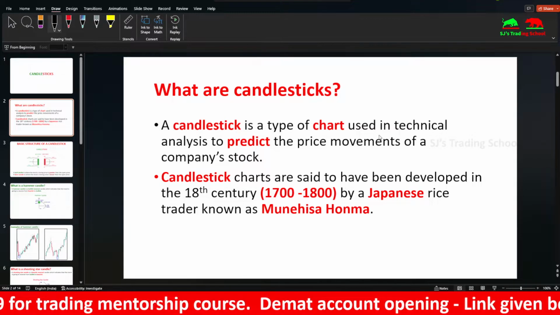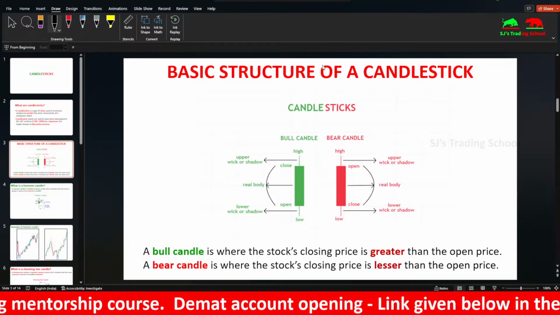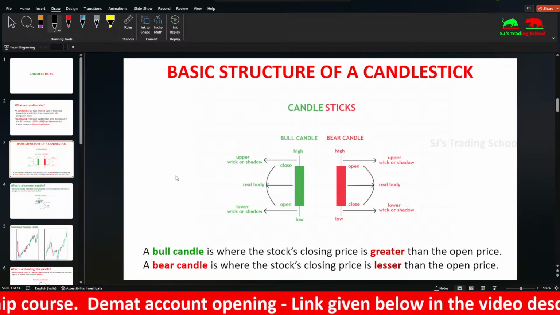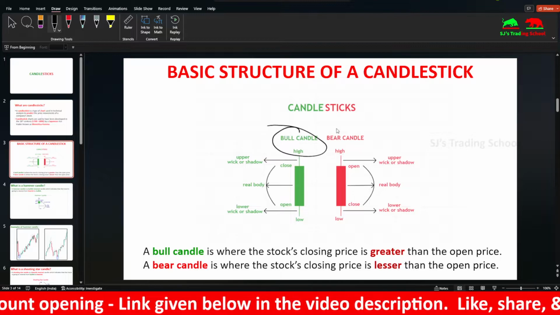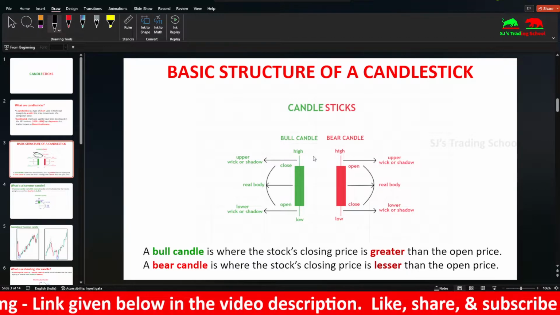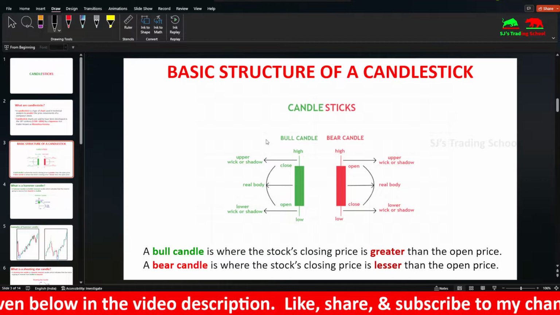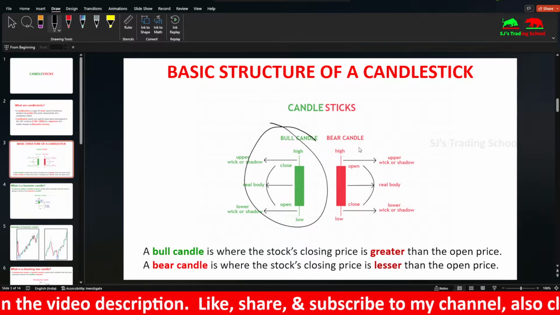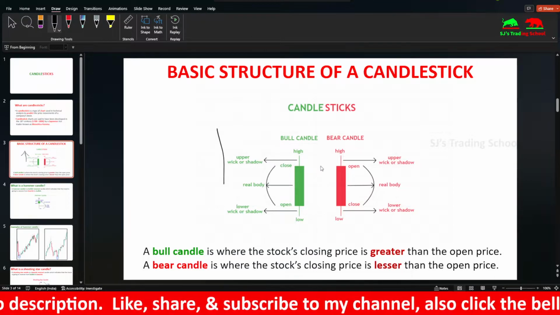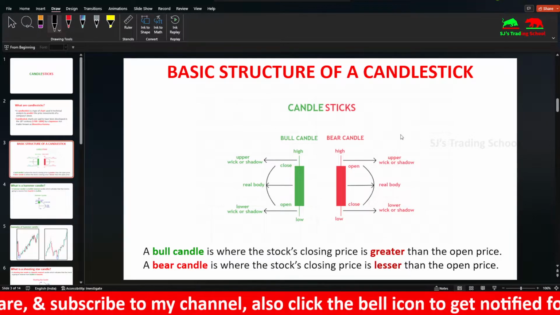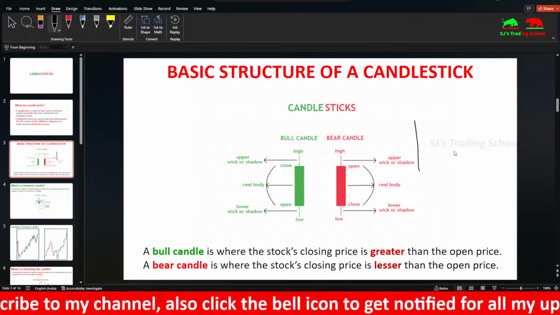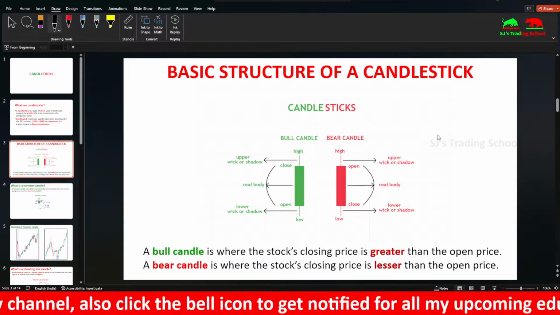I will show you the structure of the candlestick. This is the basic structure of the candlestick. There are two types of candles: one is the bull candle and the other is the bear candle. A bull candle is an upward movement candle. When the stock price moves upward, it forms a bull candle. When there is demand for the stock, a bull candle is formed. When there is supply, when the sellers are high and the selling pressure is high, a bear candle is formed.